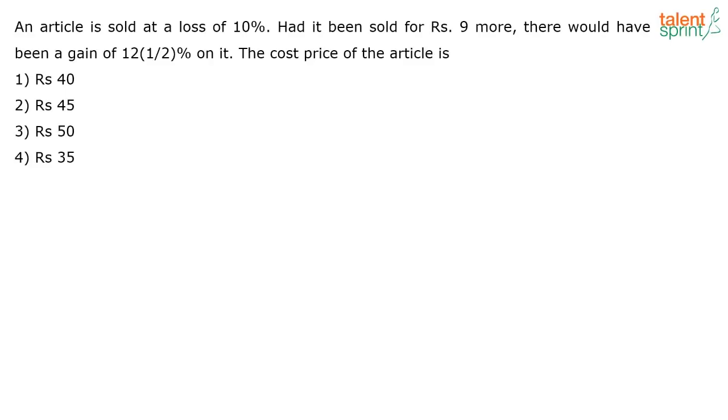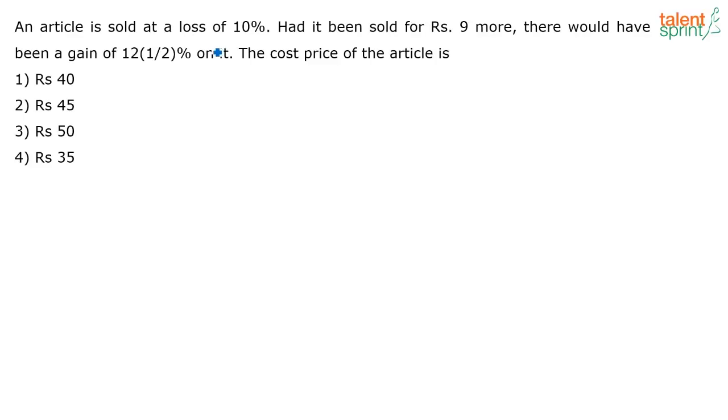An article is sold at a loss of 10%. Had it been sold for 9 rupees more, it would have been a gain of 12 1/2% on it. The cost price of the article is dash. So how do you solve this? A lot of you are giving me the answer as 40. So what is given here? An article is sold at a loss of 10%. If I am selling it for 9 rupees more, there would have been a gain of 12 1/2%. See, it is very easy, right?